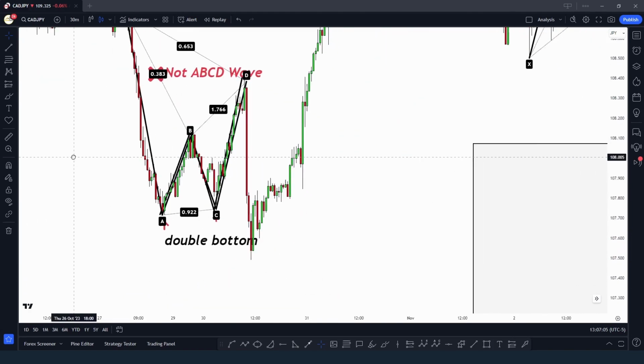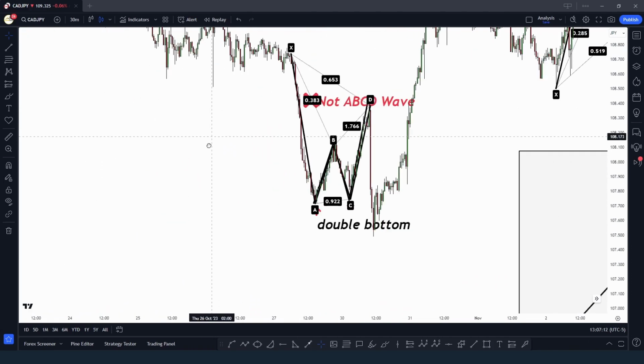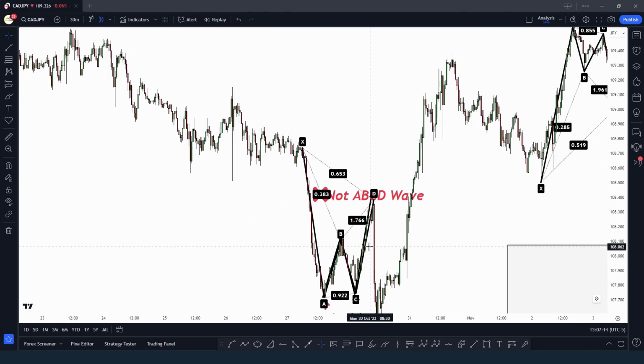And you can see it did not work as well, because here we can see the market clearly did not continue to move in the bearish direction, even though the prior trend is bearish. So this is not a valid XABCD pattern.